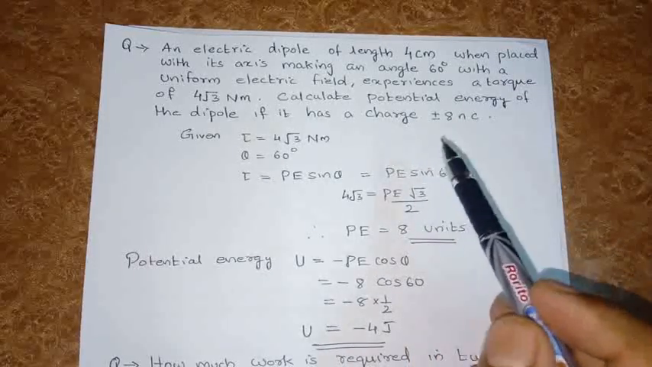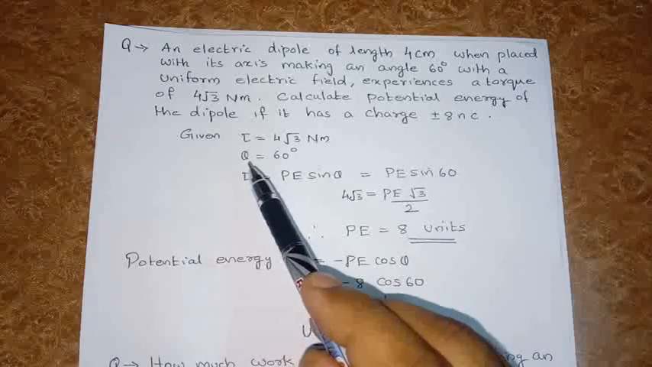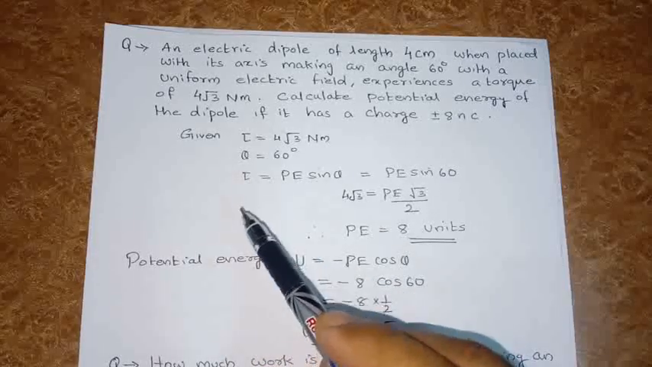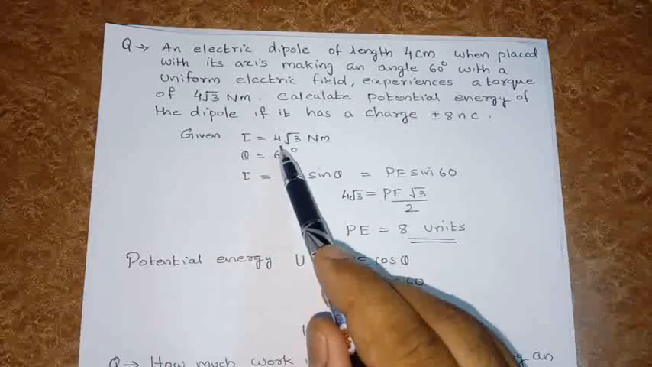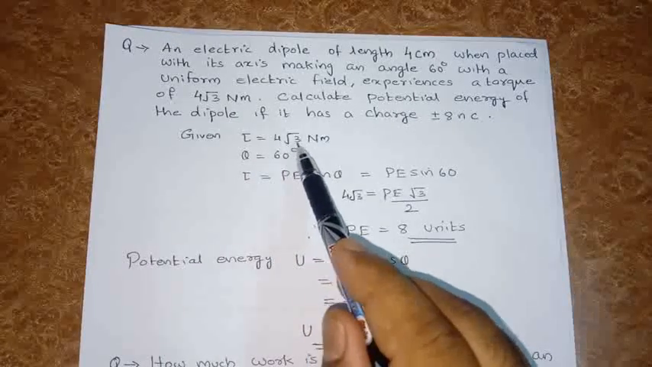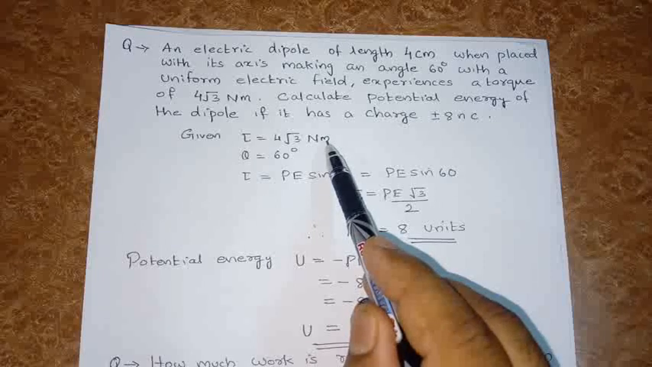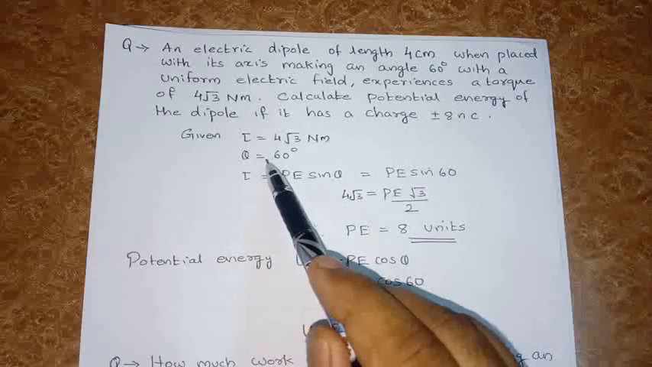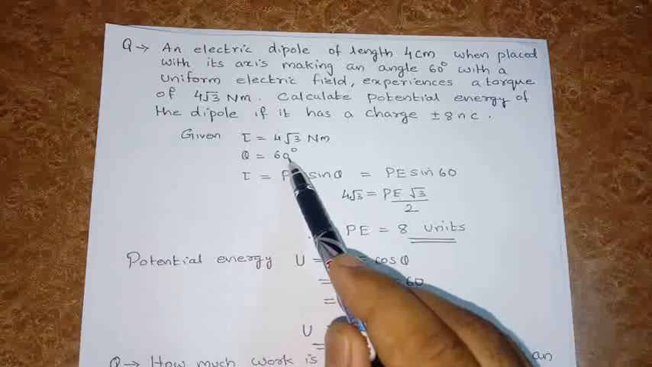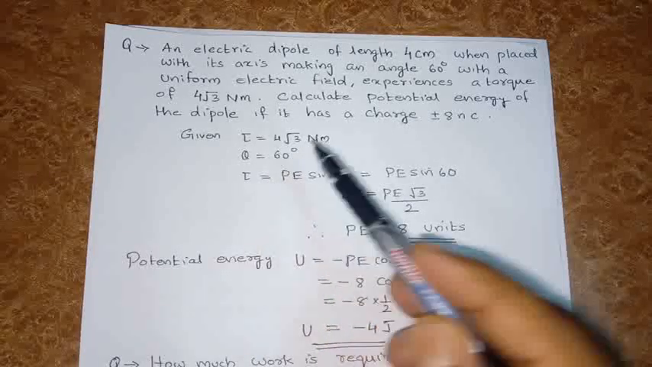So what is given is a dipole. 4 centimeter is the length of the dipole. It is experiencing a torque of 4 root 3 Newton meter inside an electric field, and the dipole moment vector makes an angle of 60 degrees with the electric field direction.